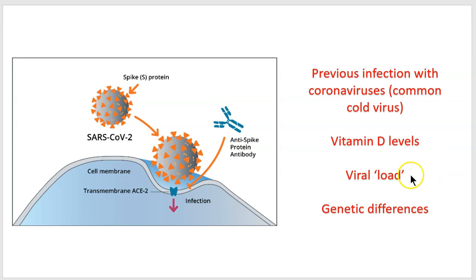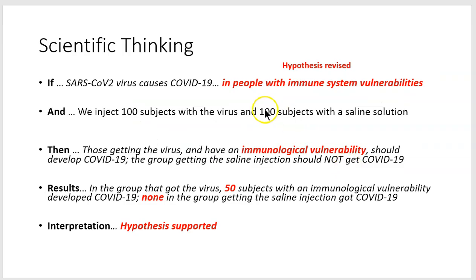In addition, the viral load, that's just how much virus you're exposed to. If somebody is exposed to a small quantity of the virus, it may be that the immune system has time to win the battle early on. But with a larger dose of the virus, the virus may get the upper hand early on. And then also, genetic differences may make a difference in the effectiveness of the virus getting into our cells. So in light of these factors, we're going to revise our hypothesis.